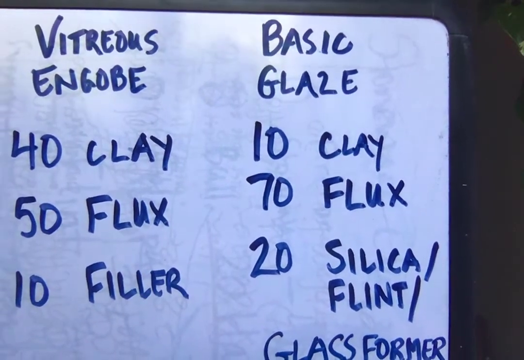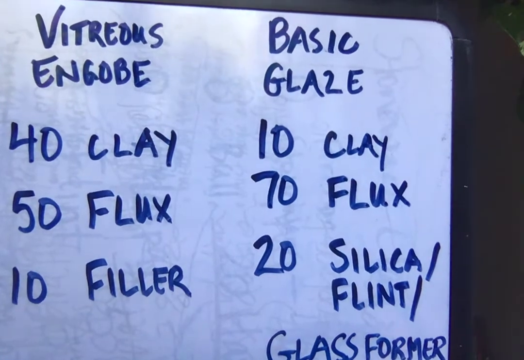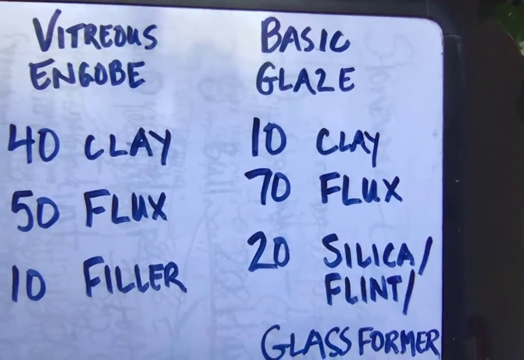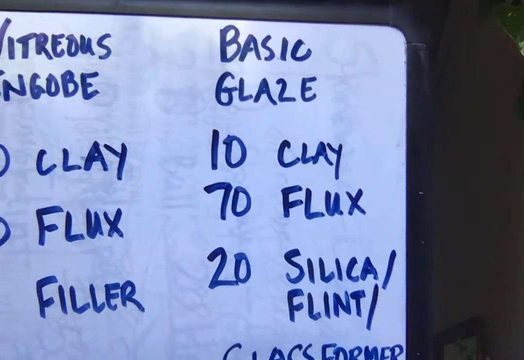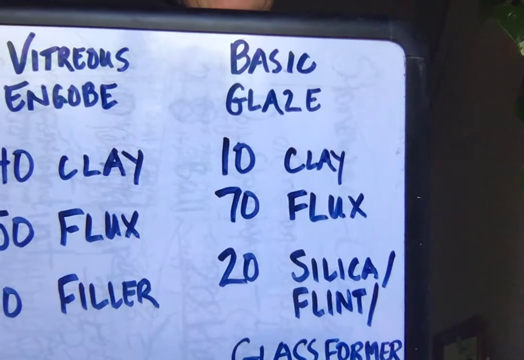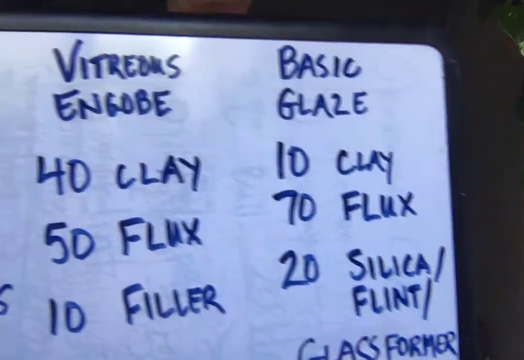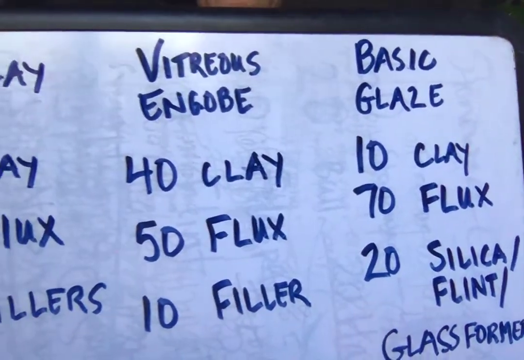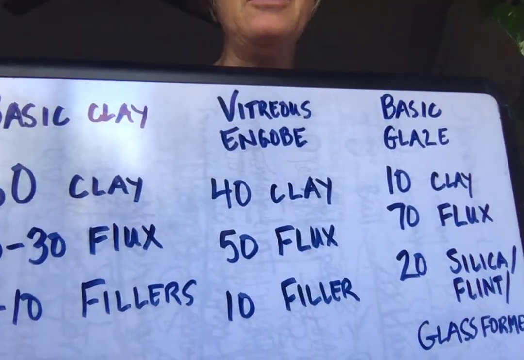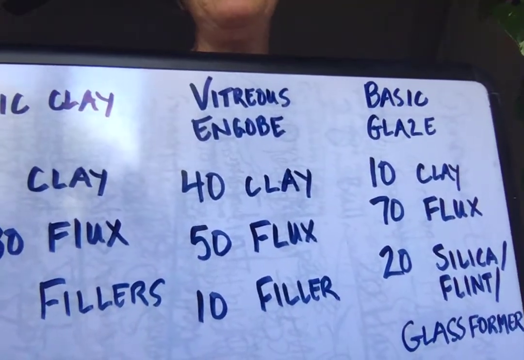The clay really helps keep all the materials in suspension and makes the glaze much easier to apply to the object. It also provides one of the basic ingredients that is necessary for a glaze, but that's not the subject of our talk, so we'll not go into that right now. And then in between those two are vitreous engobes.